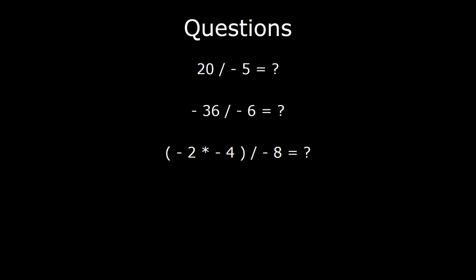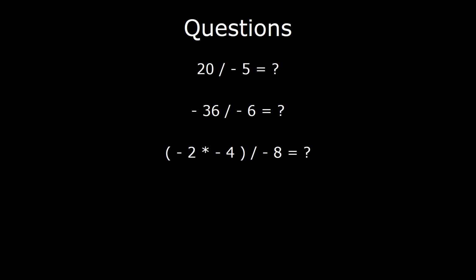Question 2. Minus 36 upon minus 6. The first thing that you would notice is that there are two negative signs, so the quotient must be a positive value. And now, of course, 36 divided by 6 is 6 itself, so the answer will be plus 6. Minus 36 upon minus 6 equals plus 6. On to the final and slightly more interesting problem.